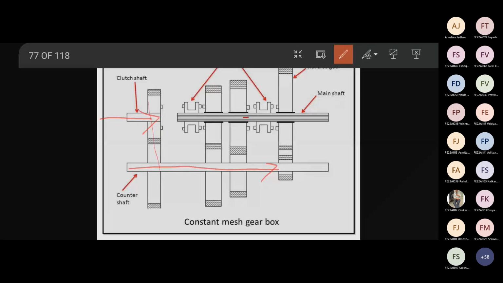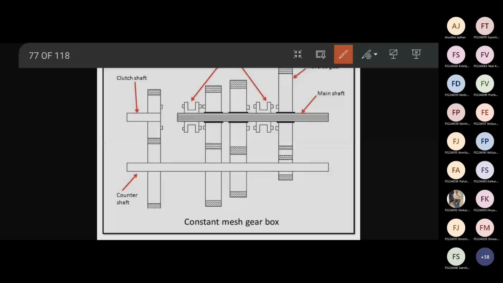This is the main shaft. On this main shaft, splines are provided. Splines means what? Grooves. So that these dog clutches can slide axially either in this direction or in this direction, right?